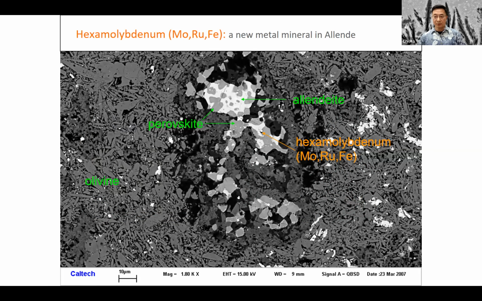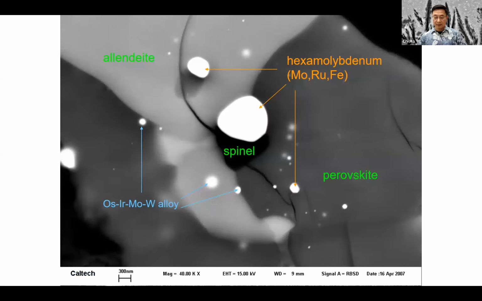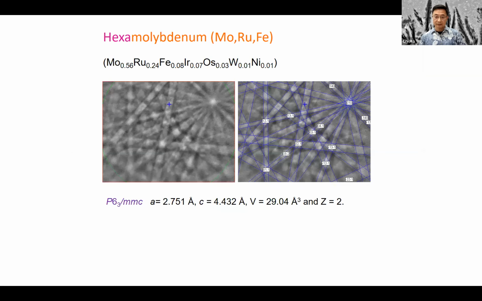Hexamolybdenum is a new alloy mineral from Allende. It occurs here along with allendeite. Now zoom in. These 3 euhedral grains are hexamolybdenum in contact with allendeite, spinel, and perovskite with those spherical osmium alloy. Hexamolybdenum has this composition. EBSD shows it has a hexagonal structure. So the name is after the structure and the composition, hexamolybdenum.